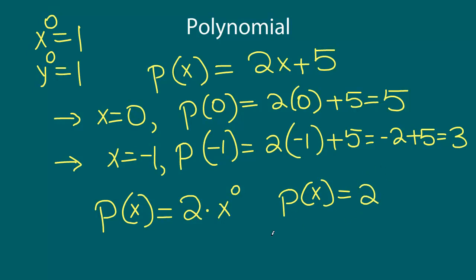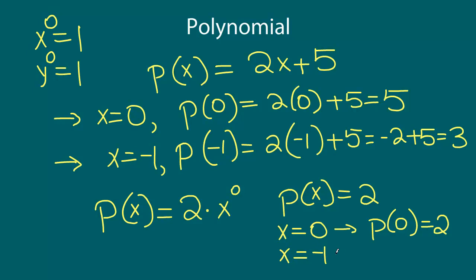Now, for this polynomial, let's say we want to take the same values of x. At x equals 0, what is our polynomial? It will be p(0), which will be 2, right? Because there is no x component here. What if we want to check the polynomial at x equals minus 1? In that case, p(-1) will be again 2, right? Meaning, no matter what value of variable we take, we will always have a constant number, which is 2.